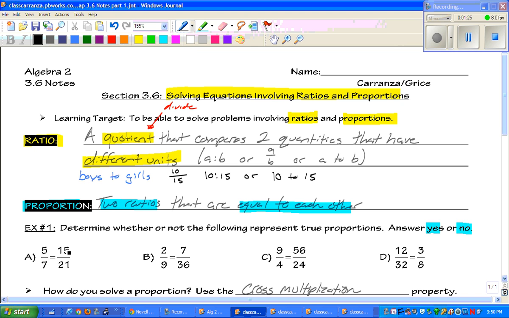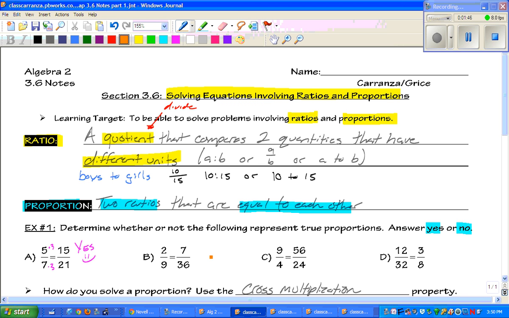So we have 5 over 7 equaling 15 over 21. What do you have to multiply 5 by to get to 15? Okay, that's 3. What about 7? 3. Okay, so that means that it's a proportion, okay? Now, let's look at the next one.